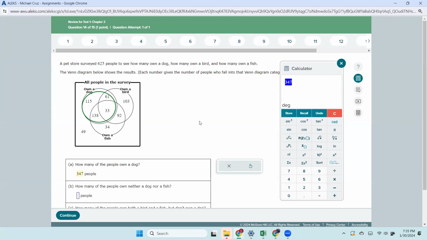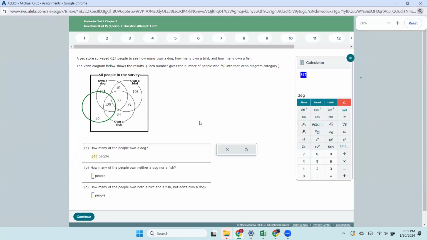Now, how many people own neither a dog nor a fish? 49. Everybody inside the three circles owns a dog, a bird, or a fish. Some of them own all three, some of them own just two. But these right here have to own something else because they're not in the dog, the bird, or the fish circles. So that's 49.